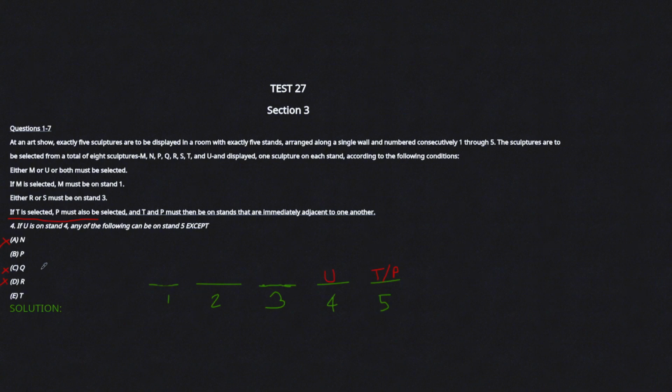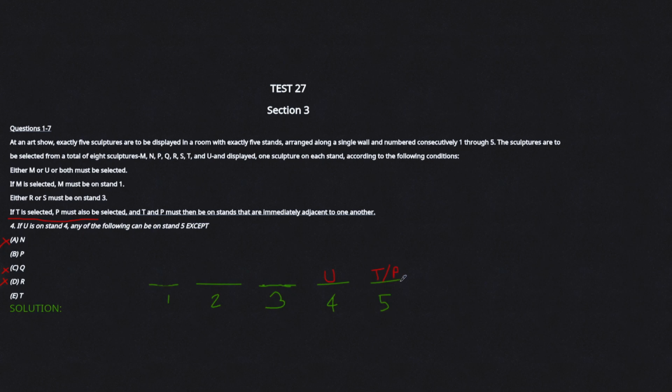I mean, I'll still go over it. You might think that R has to be at number 3, which is not necessary. You can have S at number 3 and R at number 5. It's quite possible. And there are no certain constraints for N and Q, so you can definitely put them at number 5. But for P and T, you might assume that neither of these 2 can be at number 5 because you need them to be next to each other.